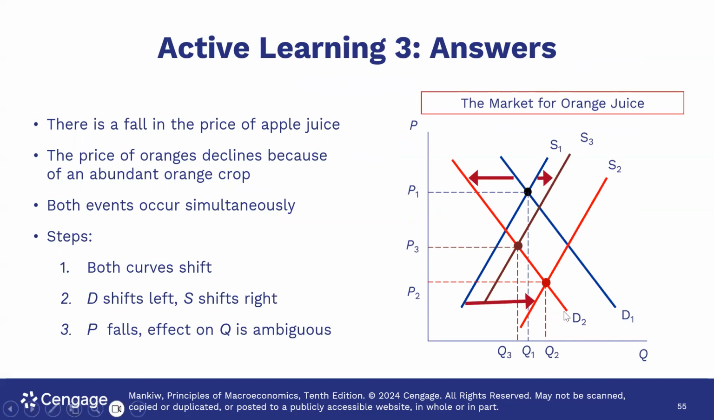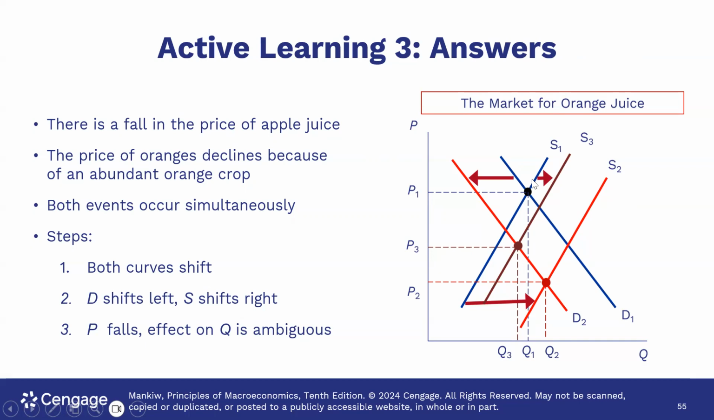All right, so there is a fall in the price of apple juice. The price of oranges declines because of an abundant orange crop. Both events occur. So in step one, both curves shift. The demand shifts to the left, and the supply shifts to the right.